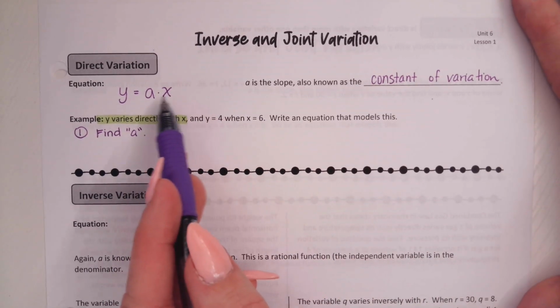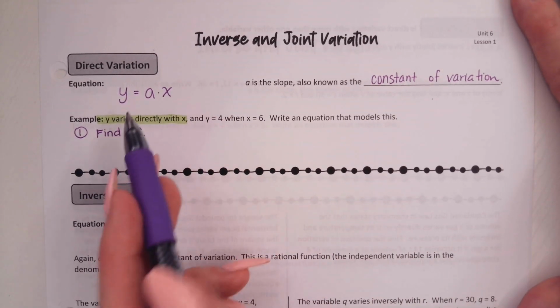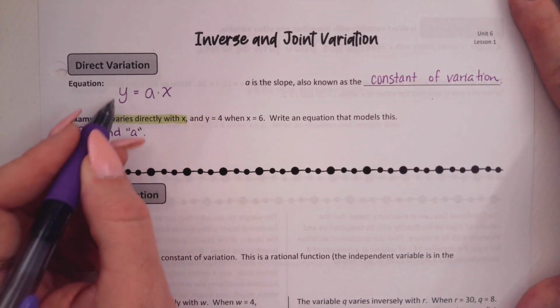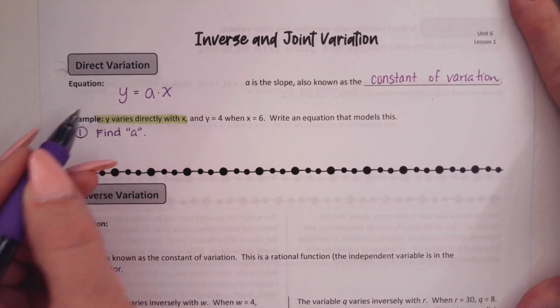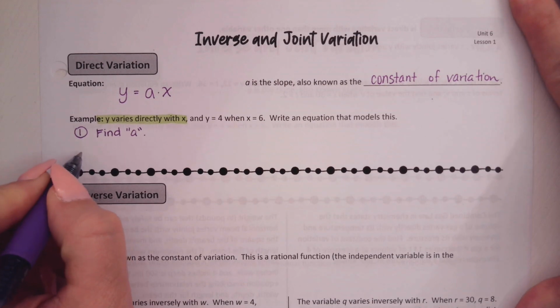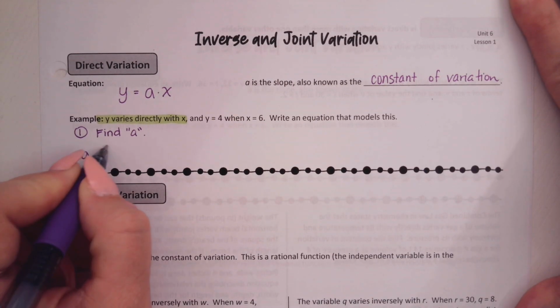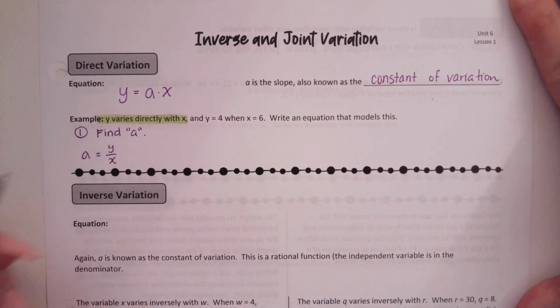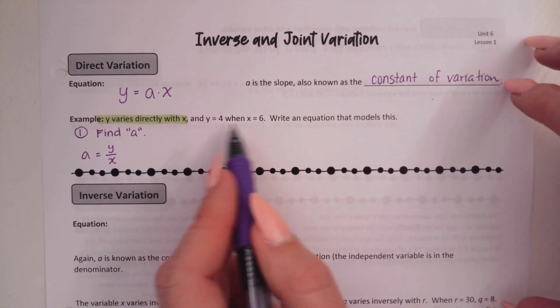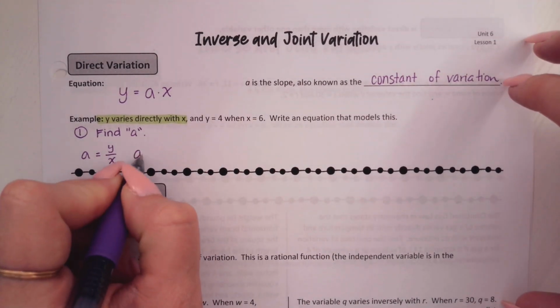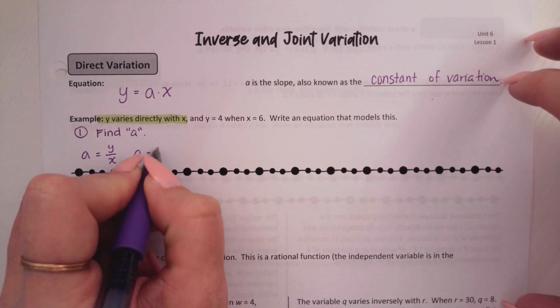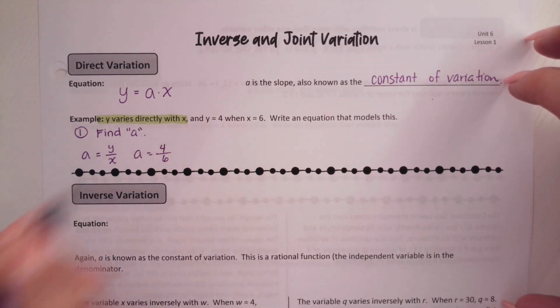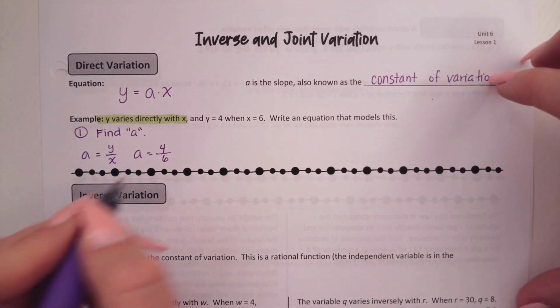If I were to take this little baby equation and isolate a, what would I get? Without any numbers in it. Yeah, a is y over x. There you go. Y divided by x. So I can easily take these two numbers and find my a. A would be 4 over 6. And what is 4 over 6 reduced to?